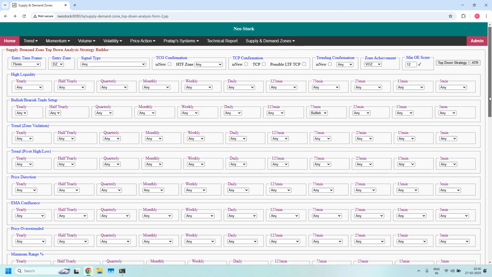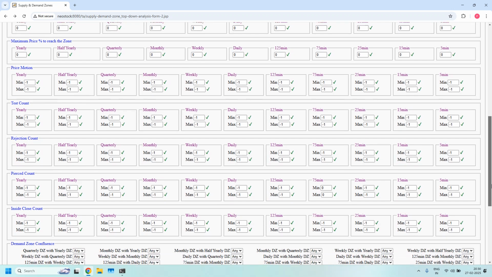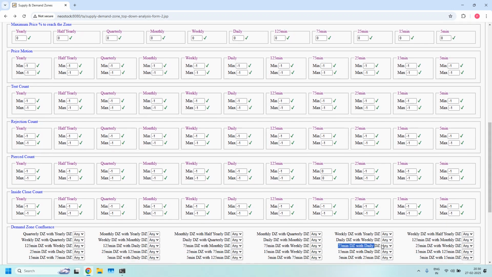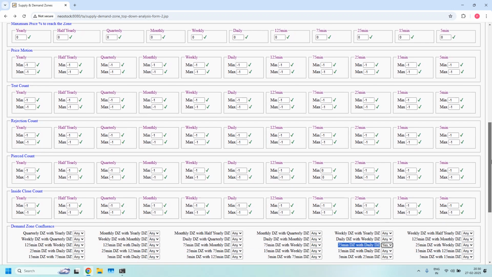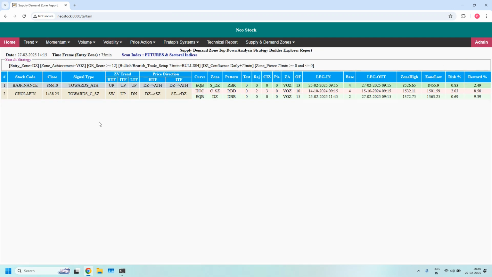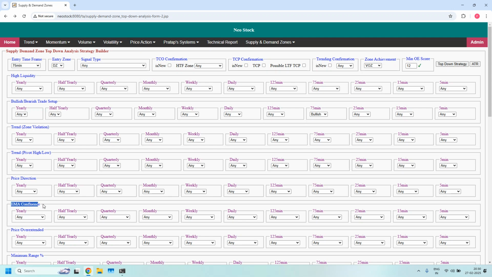First, LTF ITF demand zone confluence, that is 75 minutes and daily demand zone confluence. I am enabling the filter and both the stocks are filtered. That means these 75 minutes demand zones are overlapped with daily demand zone, and daily trend is up in both these stocks. And if the daily demand zone has daily EMA confluence, there can be an even higher probability to get success. Let's verify. EMA confluence at daily, I am setting the filter, daily demand zone having daily EMA confluence.